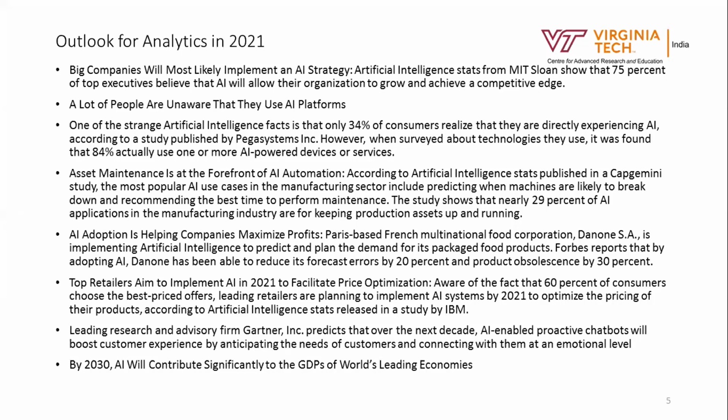One of the things, and we've seen this every year, the funny thing is it's just getting bigger and bigger, is that most companies will implement their AI strategy. There have been studies done by MIT, and 75% of the executives believe that AI will allow their organizations to grow and achieve a competitive edge. So it's not just a nice thing to say that, hey, I have an AI system in place. It is also finally moving towards a point where I would talk about having an AI system which can take care of mundane and routine jobs and allow us to do jobs which have more value addition.